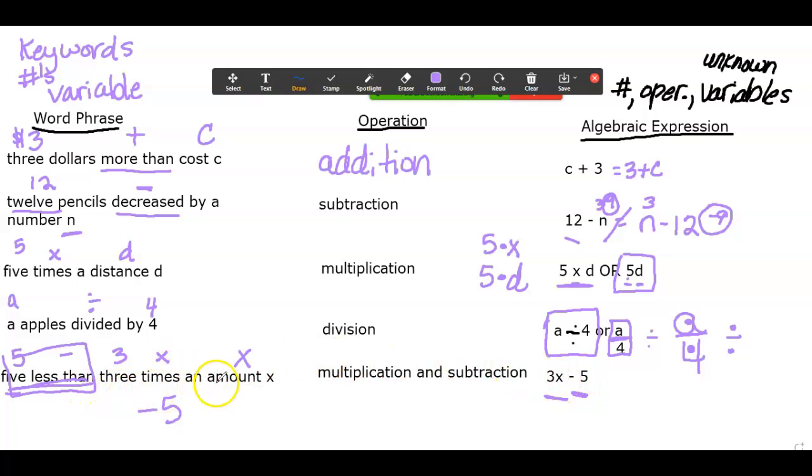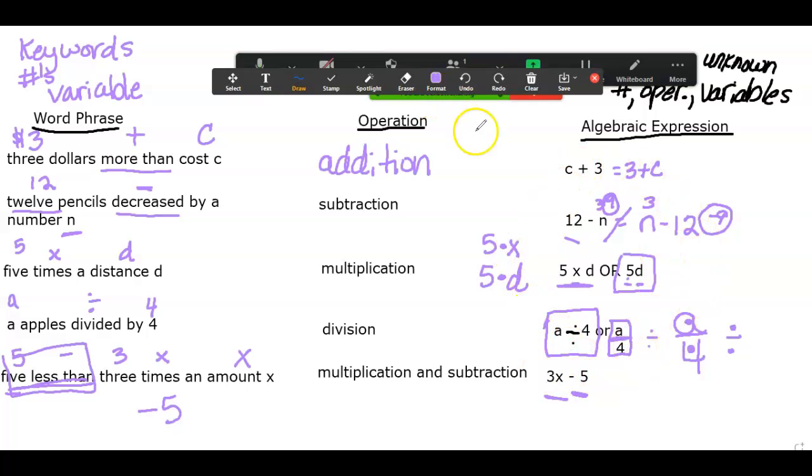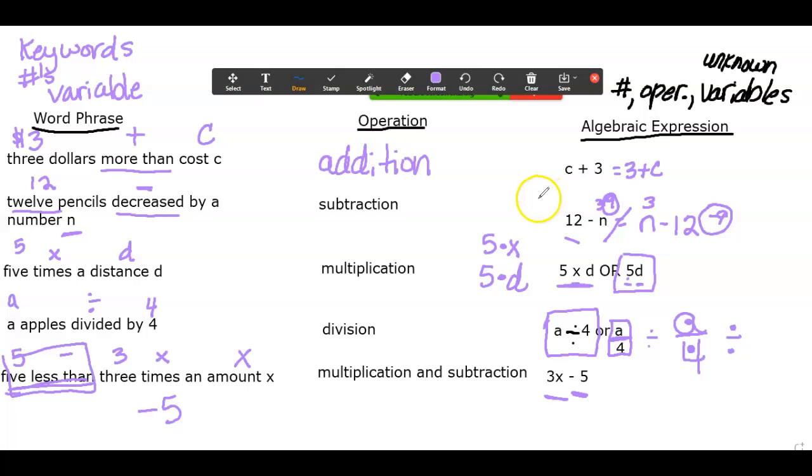phrase. Now, I understand that this is a very difficult concept, and this is something that we're going to have to work on together. Which is fine. I'm totally prepared for that. Tomorrow, we will take these algebraic expressions and plug in numbers for the variables, so that we can then solve them. Today is not about solving. Today is just about going back and forth from the word phrase to the algebraic expression and understanding how to change those back and forth.